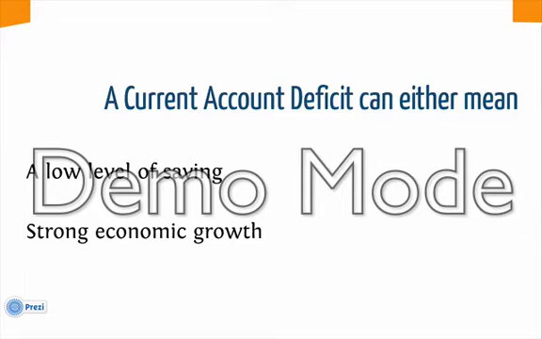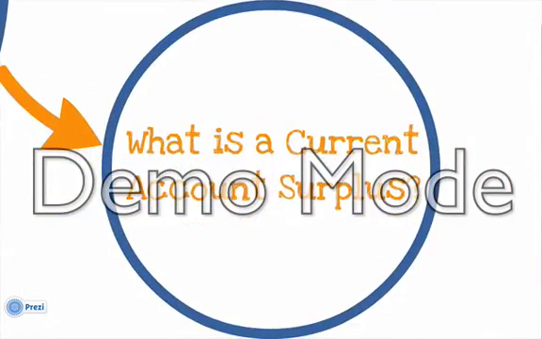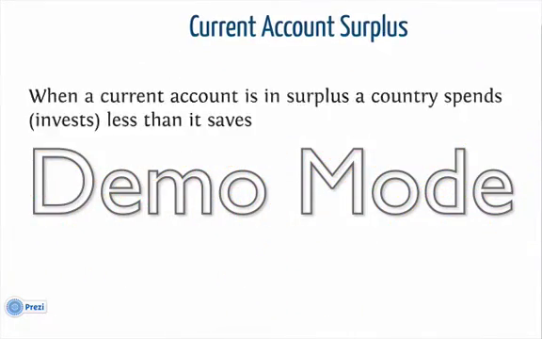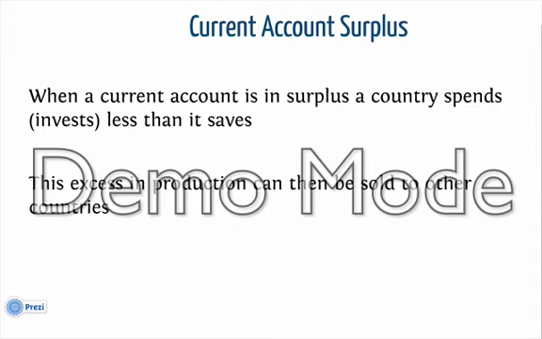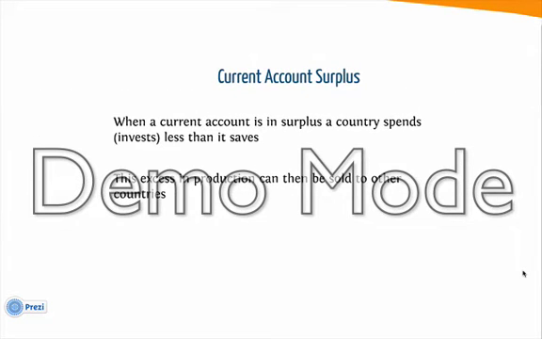So it depends. When you're looking at whether or not a current account deficit is a bad thing, you need to determine why we have the current account deficit. Is it because of low saving, or is it because of strong economic growth? Okay, what's a current account surplus? Well, a current account surplus is the opposite of a deficit. So when a country spends or invests less than it saves, it's going to have that excess production, which can then be sold to other countries.